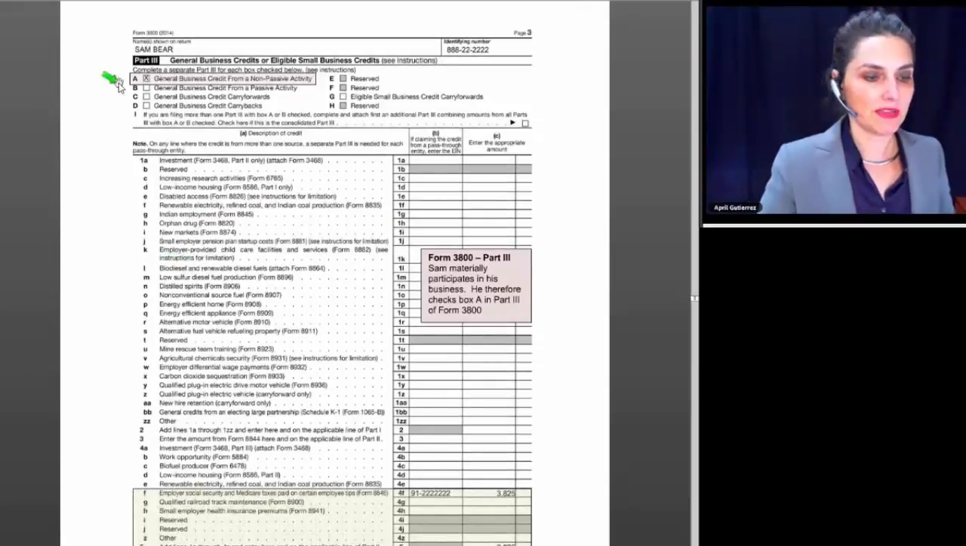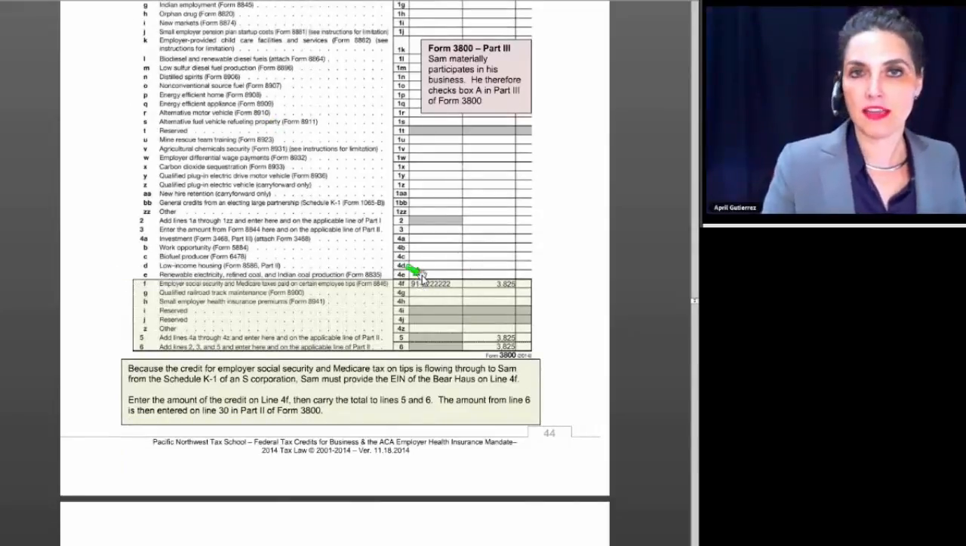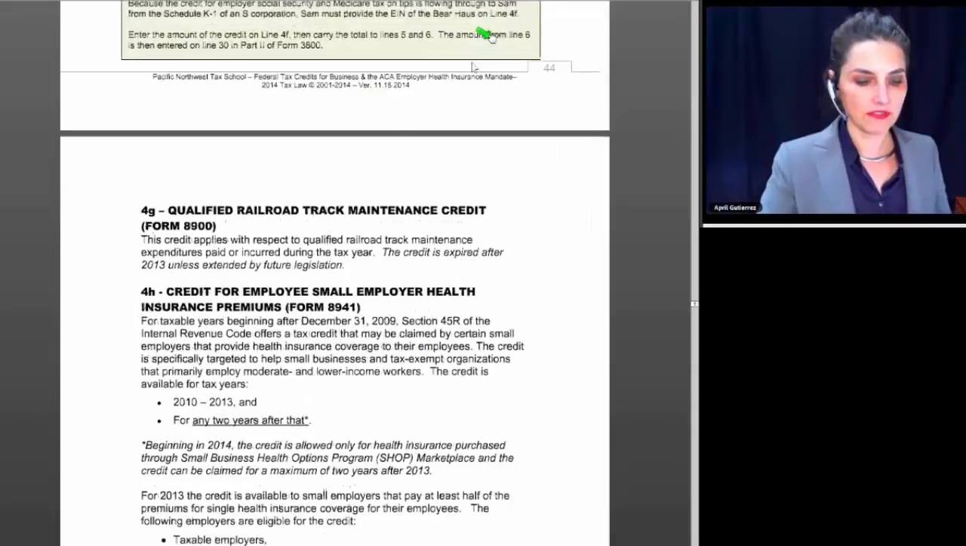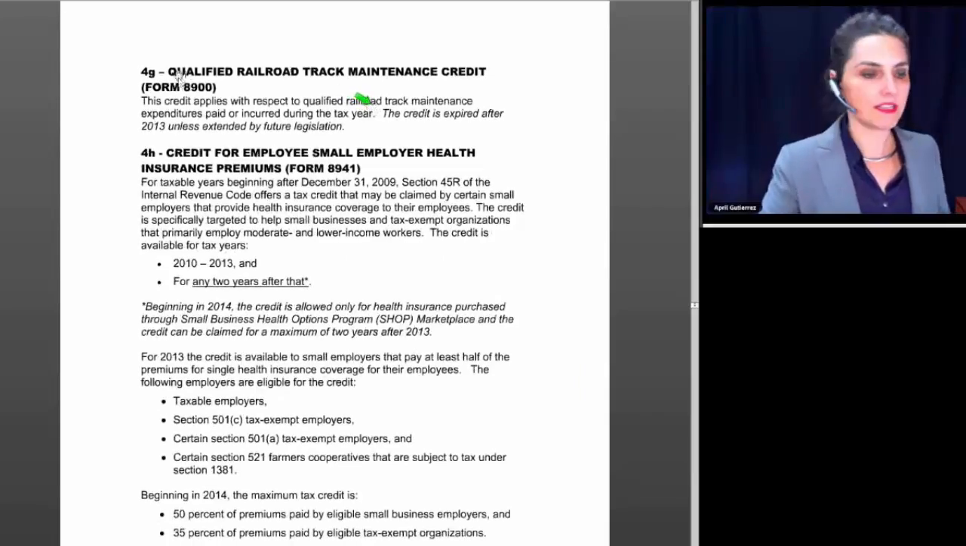We check box A because this is a non-passive activity. We then go down, and on line 4F, we enter the amount of the credit. We also enter the EIN of the S Corporation that the credit flowed through from, and then the credit is allowed in full.